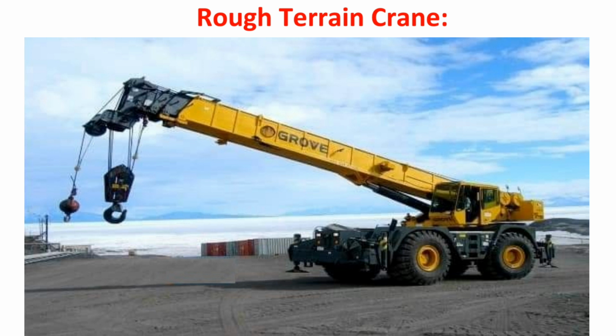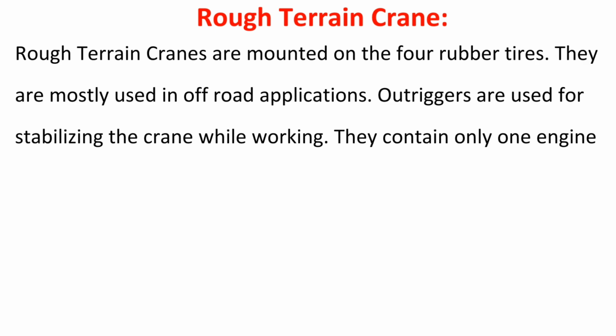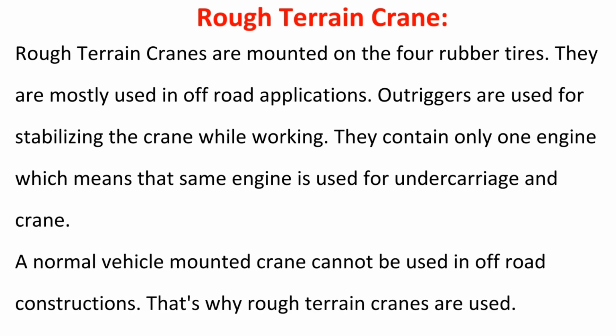Rough terrain crane. Rough terrain cranes are mounted on the four rubber tires. They are mostly used in off-road applications. Outriggers are used for stabilizing the crane while working. They contain only one engine, which means that same engine is used for undercarriage and crane. A normal vehicle-mounted crane cannot be used in off-road constructions. That's why rough terrain cranes are used.